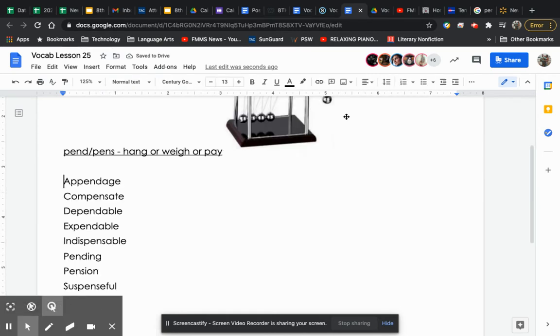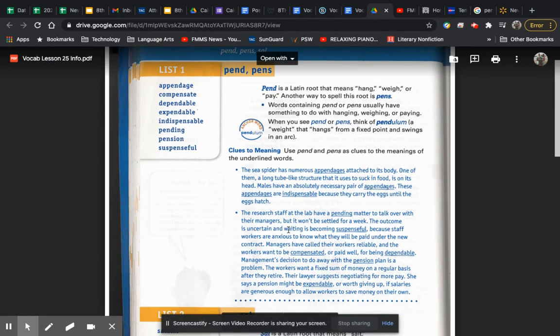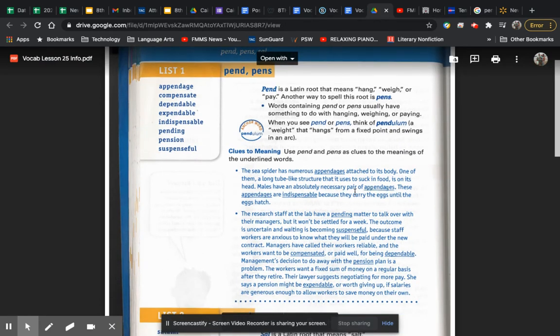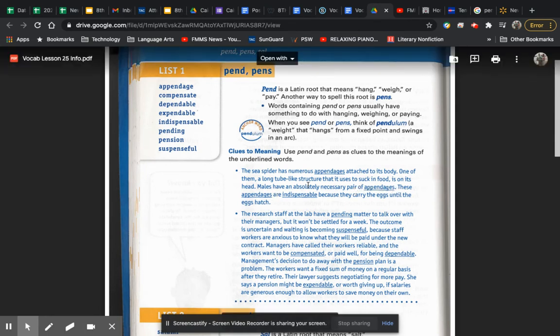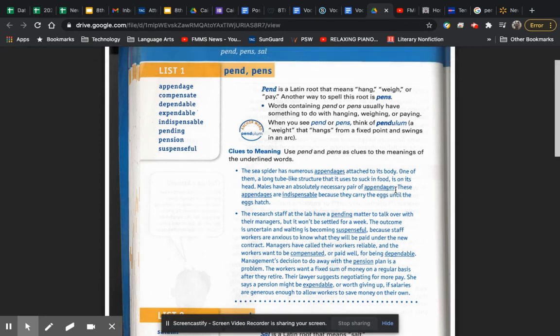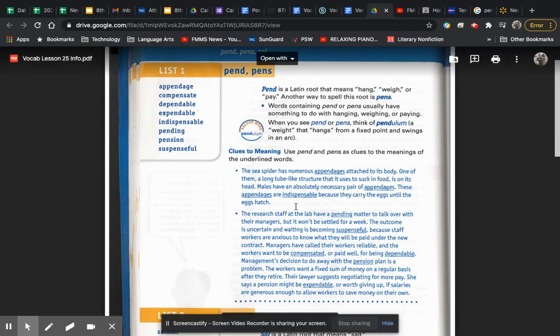All right, so there are two big old paragraphs. We're going to read the first one. It says, the sea spider has numerous appendages attached to its body. One of them, a long tube-like structure that it uses to suck in food, is on its head. Males have an absolutely necessary pair of appendages. These appendages are indispensable because they carry the eggs until the eggs hatch.